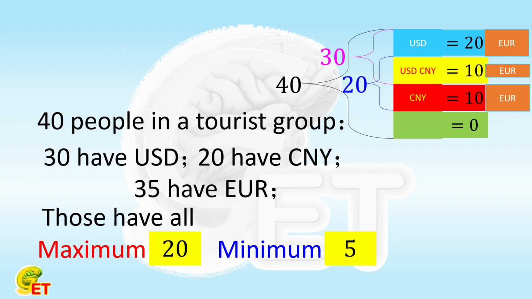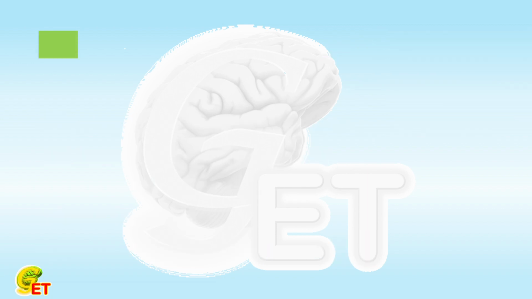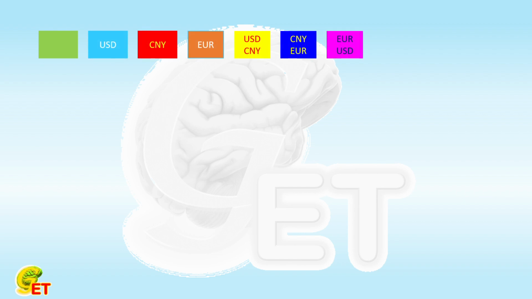Now, we give a more rigorous analysis. Overall speaking, there are in total 8 groups of people. First, they don't have any currency. There are 3 groups where people have one kind of currency. Another 3 groups where people have 2 kinds of currencies. The last group is the one where people have all kinds of currencies. We add them up, and get the total amount of people, which is 40.